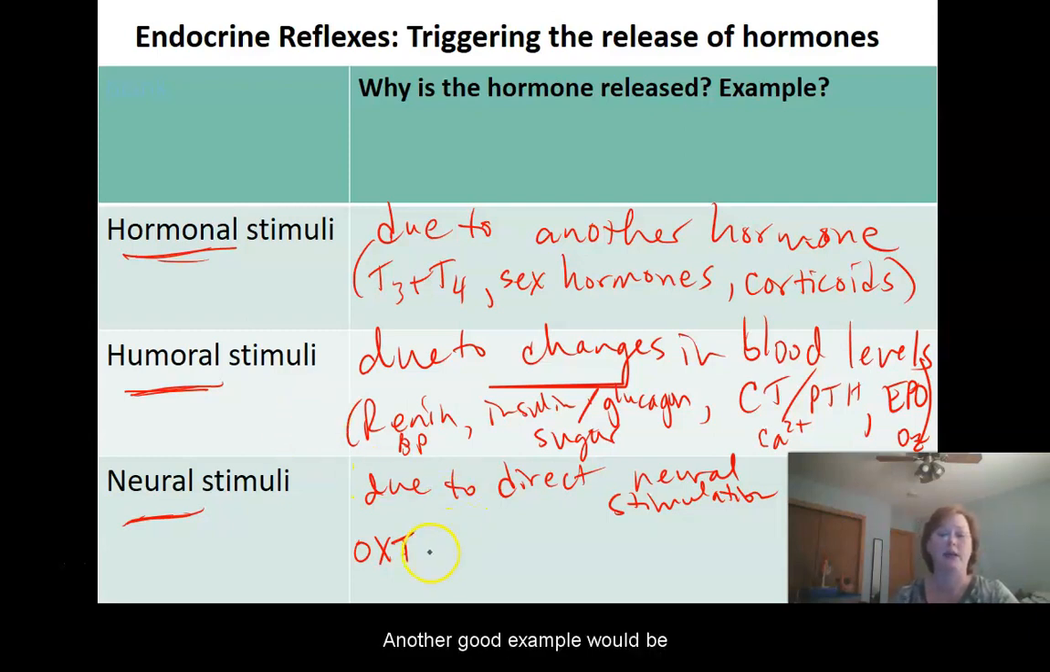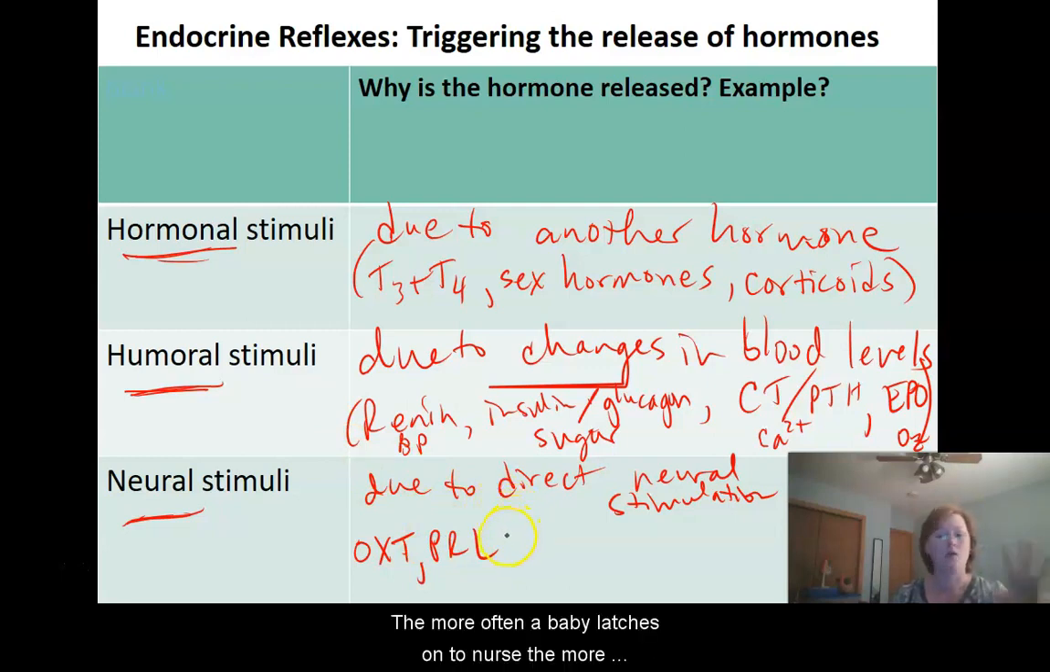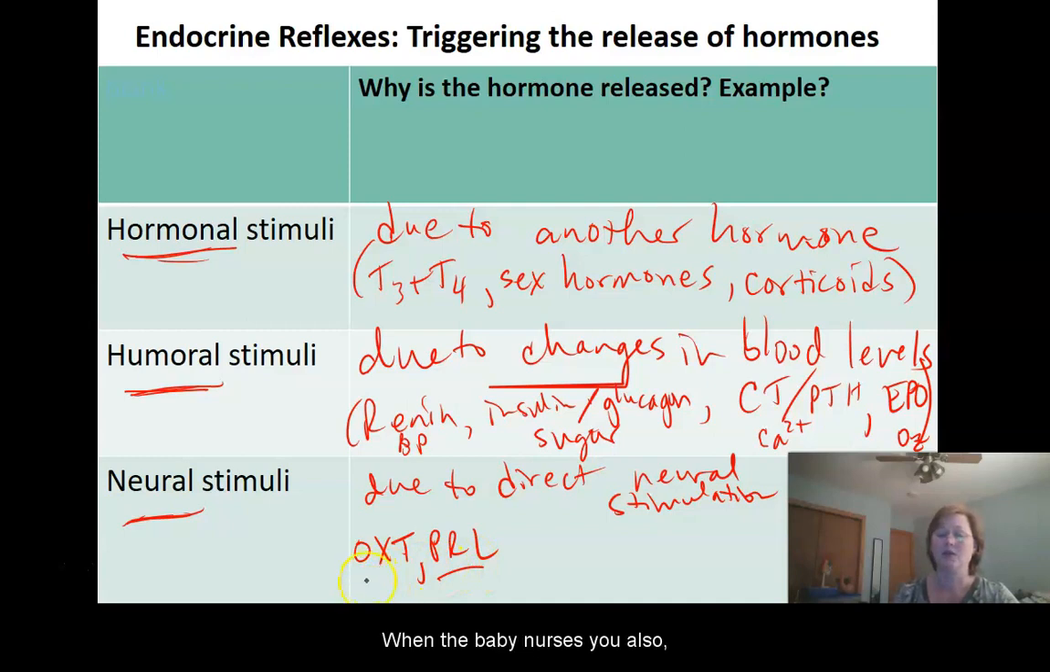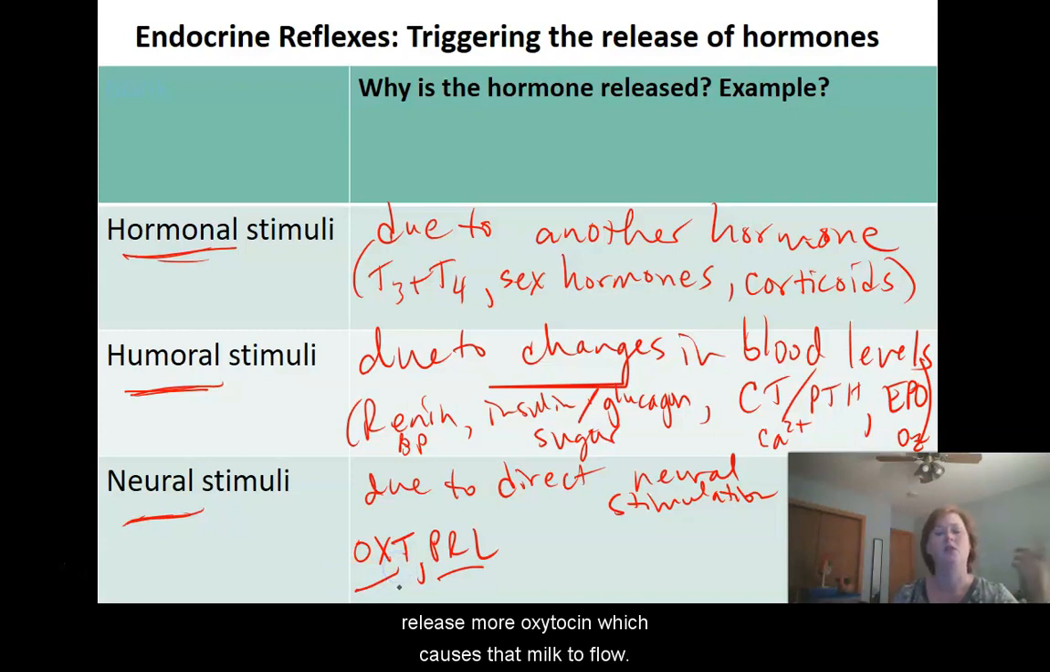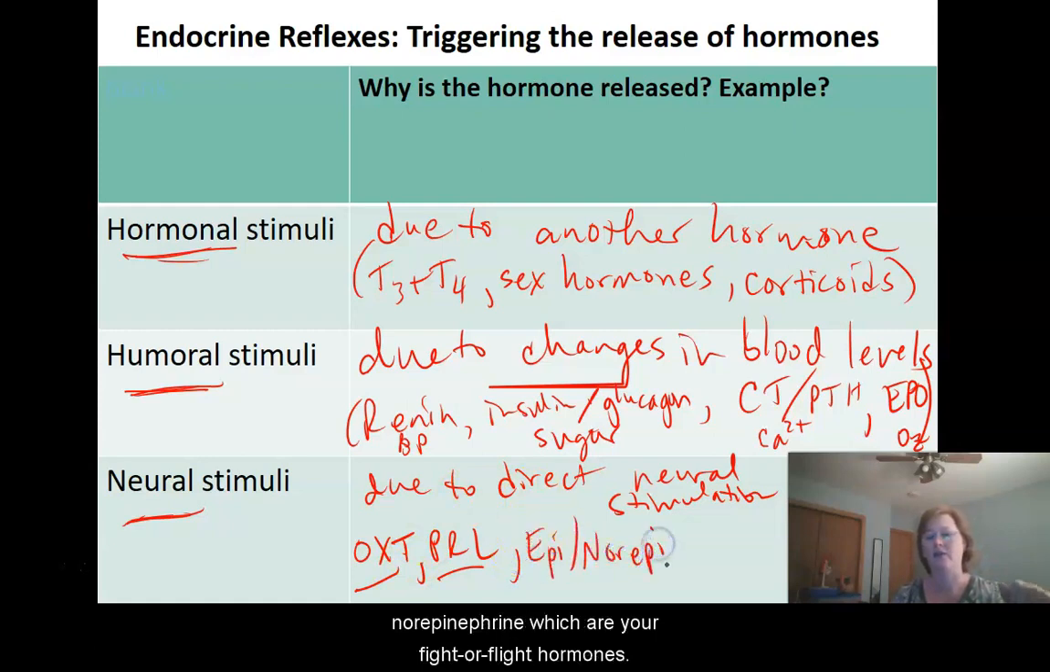Another good example would be prolactin, which causes you to make milk. The more often a baby latches on to nurse, the more prolactin you release, so you make more milk. When the baby nurses, you also, due to direct neural stimulation, release more oxytocin, which causes that milk to flow. Other examples would be epinephrine and norepinephrine, which are your fight or flight hormones. So those can be stimulated to be released from the adrenals by direct stimulation. And there are other examples you'll find as you're going through the hormones as well.